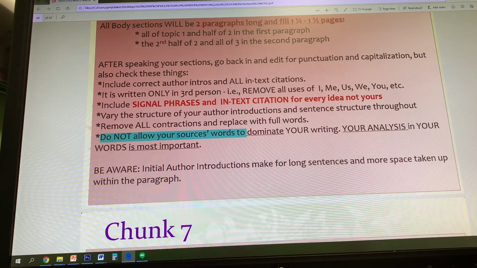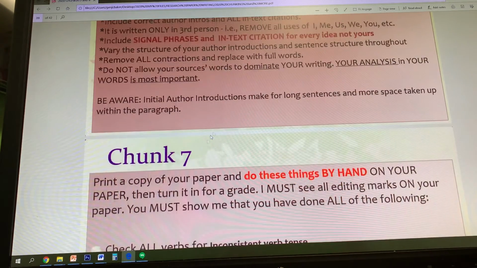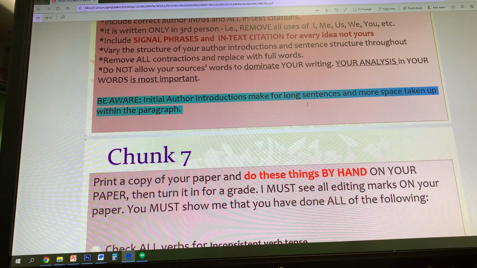Okay, do not allow your source words, so what somebody else has come up with, to dominate. Your analysis is the most important thing. You're using their ideas, but you are analyzing. Okay. Also, be aware when you put in the author introductions, it's going to make for a fairly long sentence within that paragraph. So make sure you only have the most important thing, but that you're also including their title and that you are making sure we know why they are an expert.